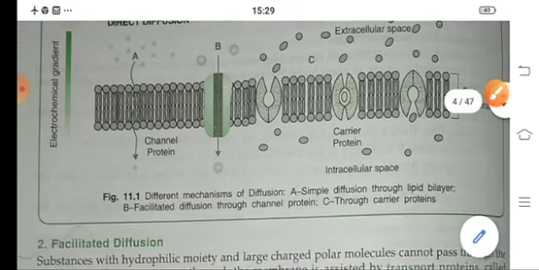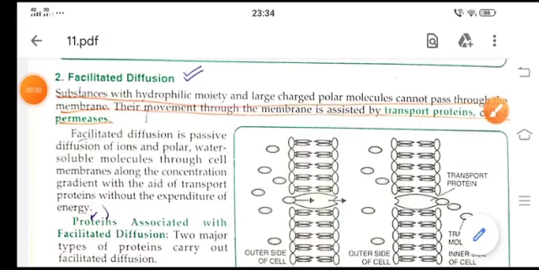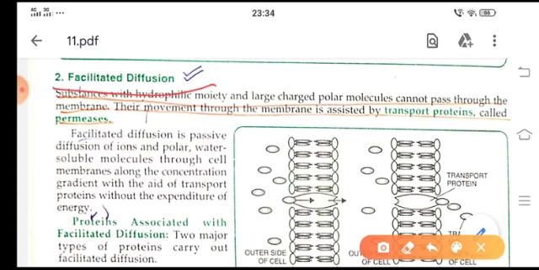Okay. Now next is facilitated diffusion, children. This facilitated diffusion we'll learn in the next class.